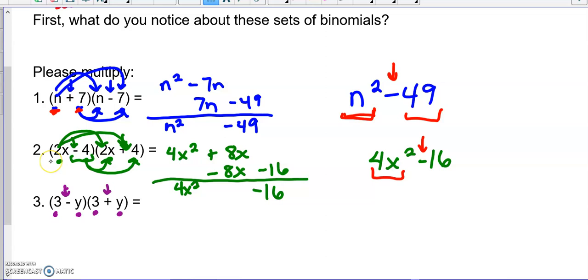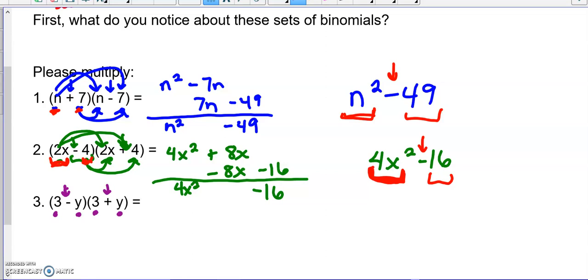Okay? My first term in number 2 is 2x. Remember, when I square 2x, I have to square the 2 and square the x. 2 squared is 4, and x squared is x squared. So 4x squared is 2x all squared. Okay? My second term is 4, and 4 squared is 16. So really, I'm just squaring the first term and squaring the second term, and there's going to be subtraction in the middle.